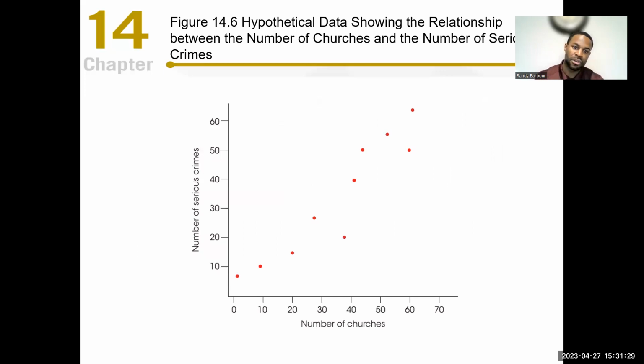You have the number of serious crimes on the left-hand side in your y-axis, and the number of churches on the x-axis, right? So it looks like as the number of churches increases, the number of serious crimes also increases. And that doesn't mean that those two things cause one another. You would hope that having more churches would decrease the number of serious crimes, right?